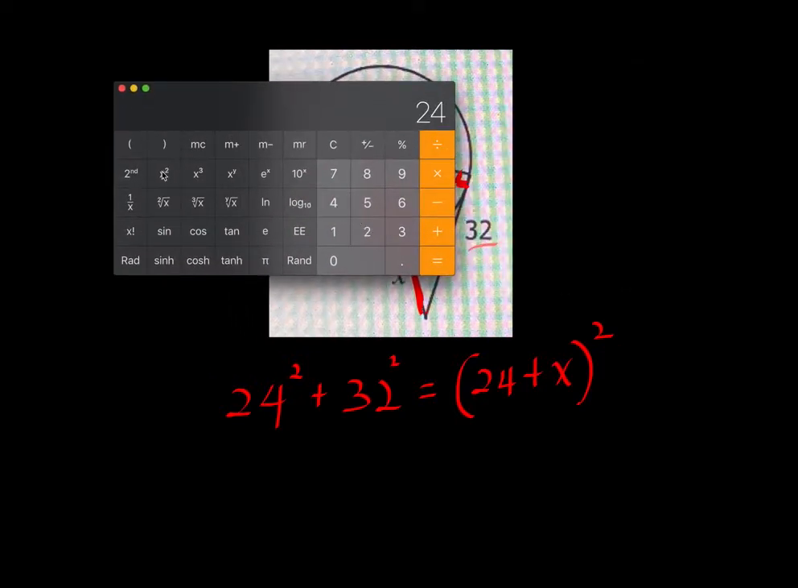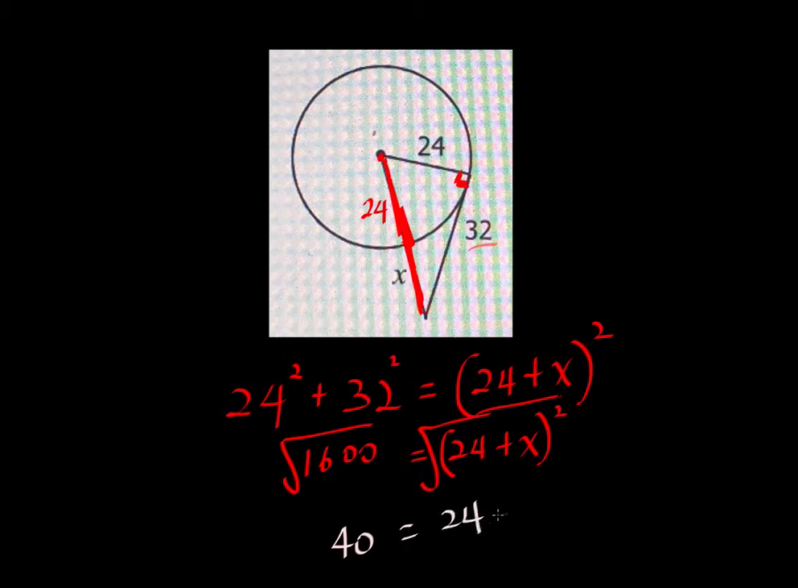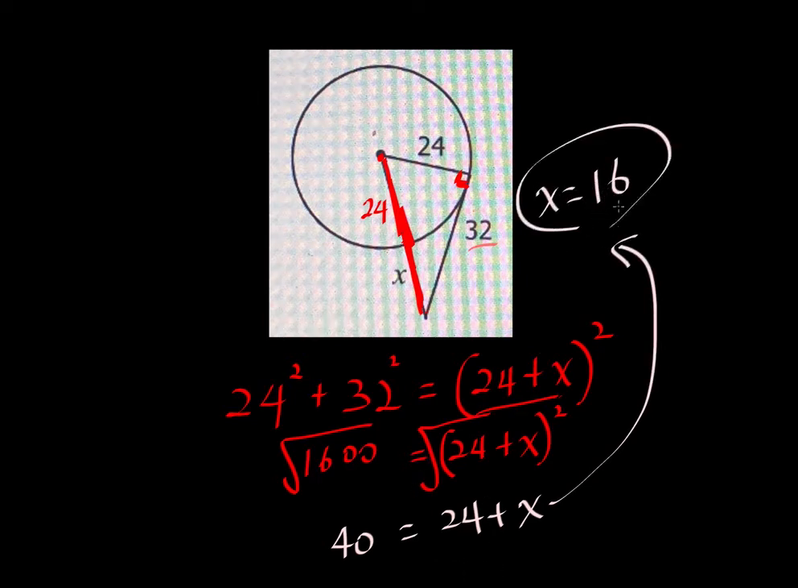So all we've got to do is calculate it. 24 squared plus 32 squared will equal 1600. So 1600 is equal to 24 plus x, the whole thing squared. I could FOIL this out, but it's much simpler if we take the square root to get rid of that power of 2. So the square root of 1600 is 40. So 40 is going to equal 24 plus x, where x is now equal to, subtract 24, so it's 16. So x is 16 in this case.